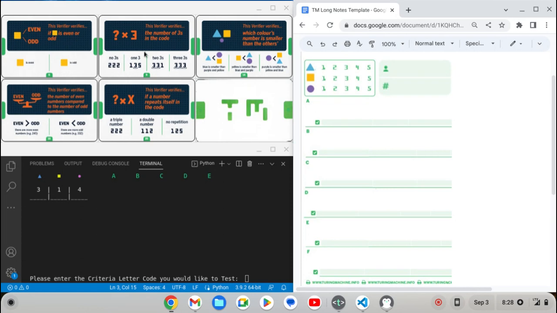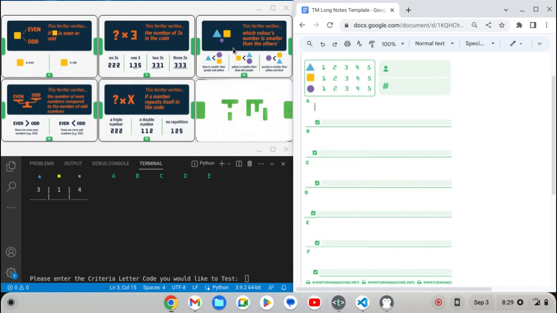Criteria card B will look at the 3-digit solution and will let us know how many of those digits are 3. Is there a single 3? Perhaps. Are there no 3s? Are there 2? Maybe even all 3 are 3.